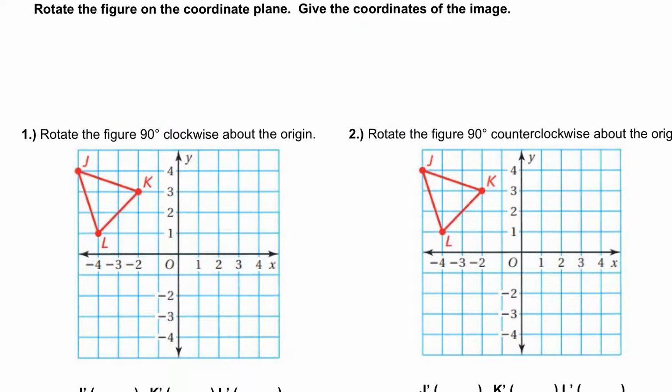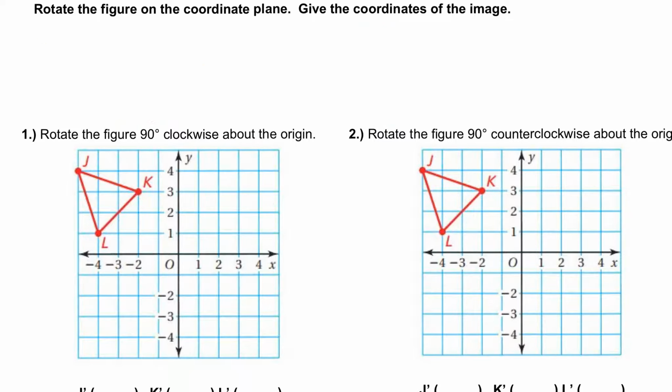Okay. Now we're going to go ahead and rotate our page back up the correct way and plot these new points. So (4, 5) is J prime. (3, 2) is K prime, and (1, 4) is L prime. And there we have our rotated image. So let me go ahead and label them here. J prime, K prime, and L prime.